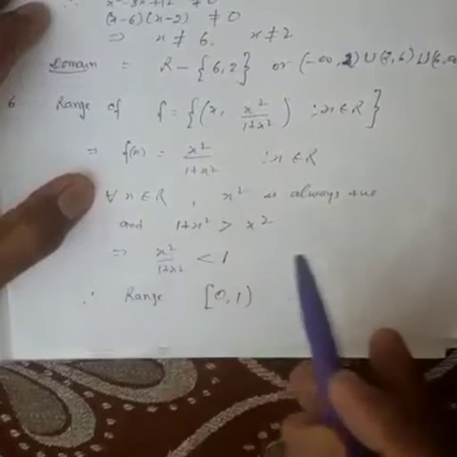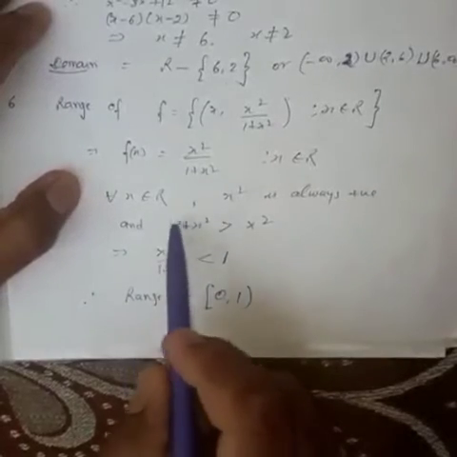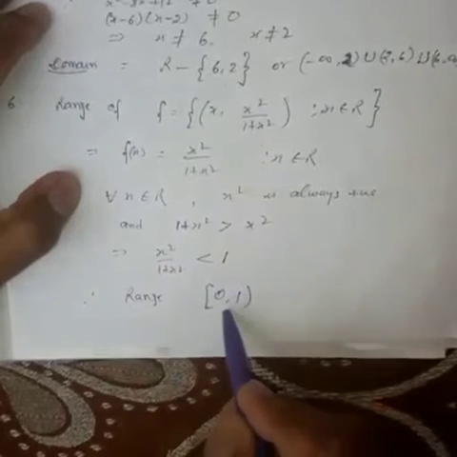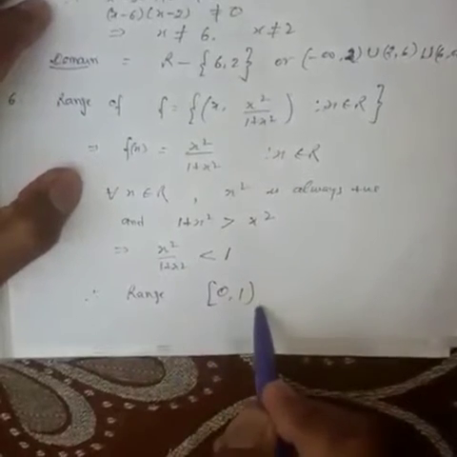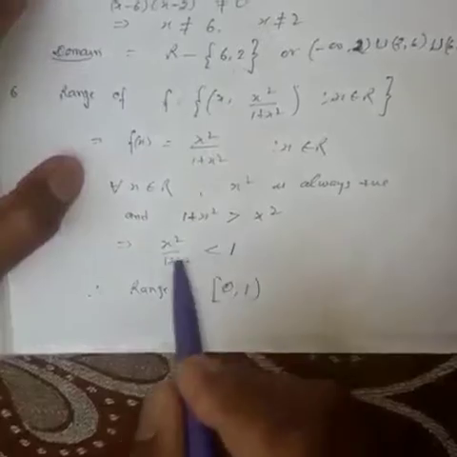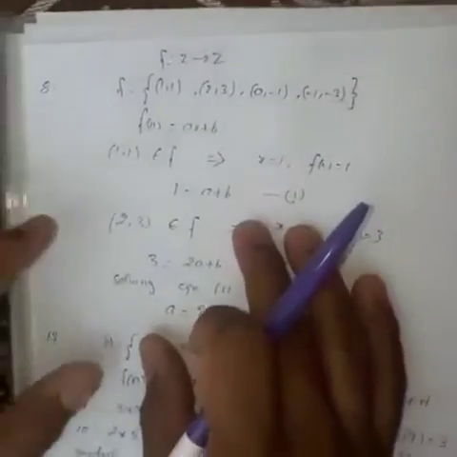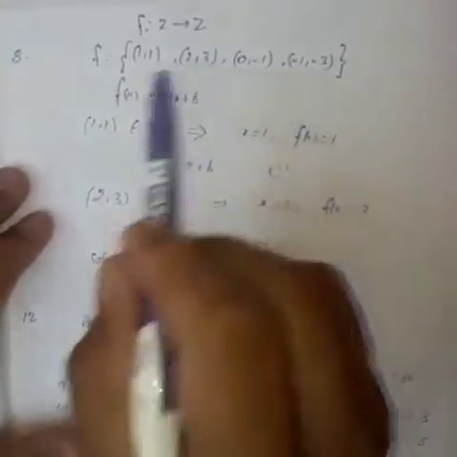It can't be negative. So the possible values of f(x) are only from 0 to 1, closed at 0. So this value is less than 1. I hope it is clear. This is the range of this function. Now move on to the next question, the 8th.